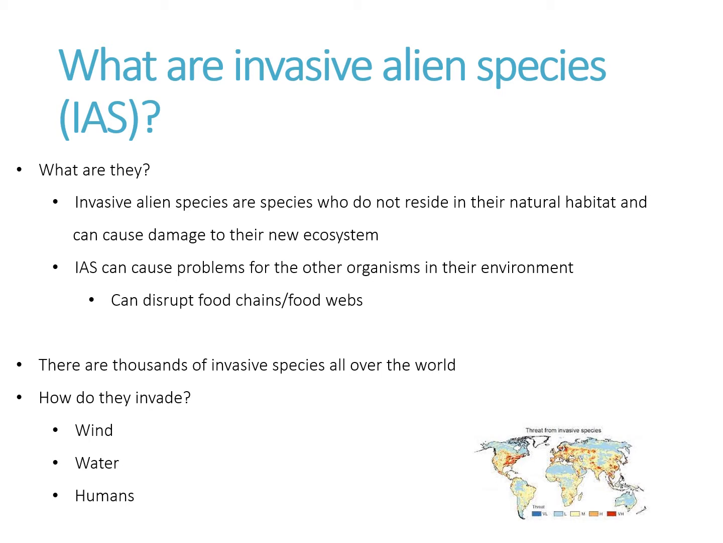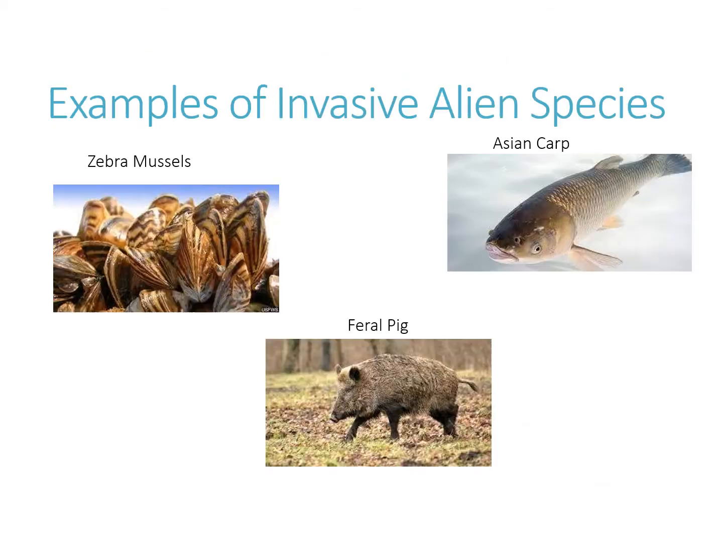How do they invade? They can invade through wind, water, and oftentimes humans unintentionally spread them across the world. Here are 3 examples of invasive alien species.